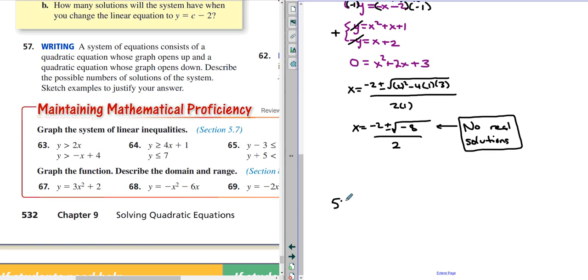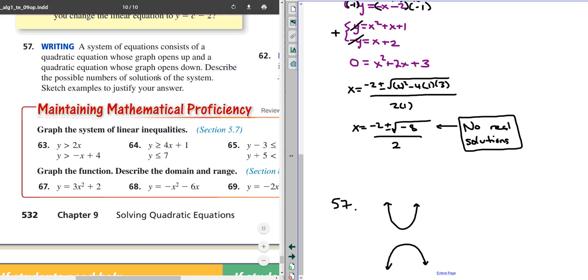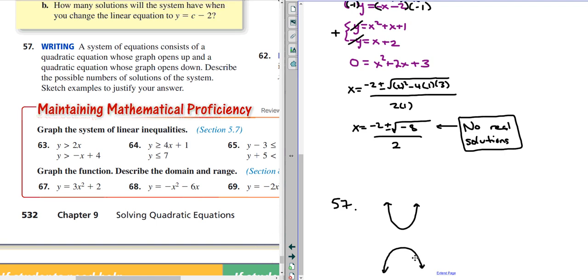It says describe the possible number of solutions of the system and sketch all the examples to justify your answers. So if you have two parabolas, you could have them look like this, you could have them look like that, you could have them look like this. So remember, the solutions are the intersection points, and that's all I'm going to say about that. Hopefully that was enough for you to understand how to go about showing the work for 57.